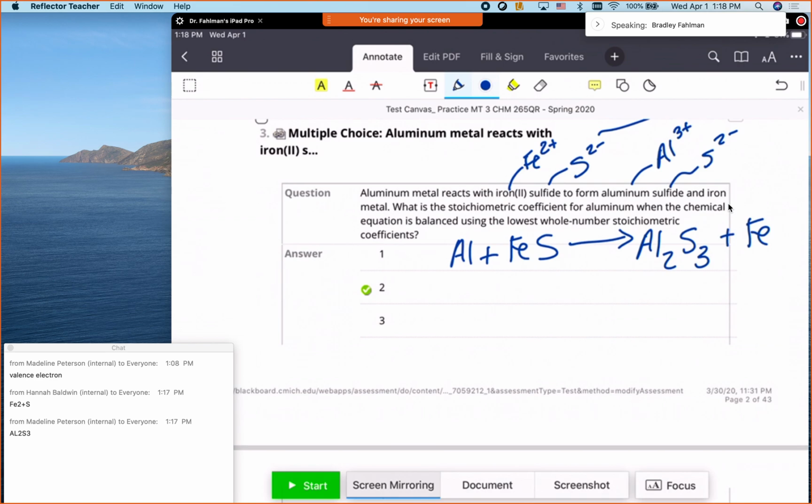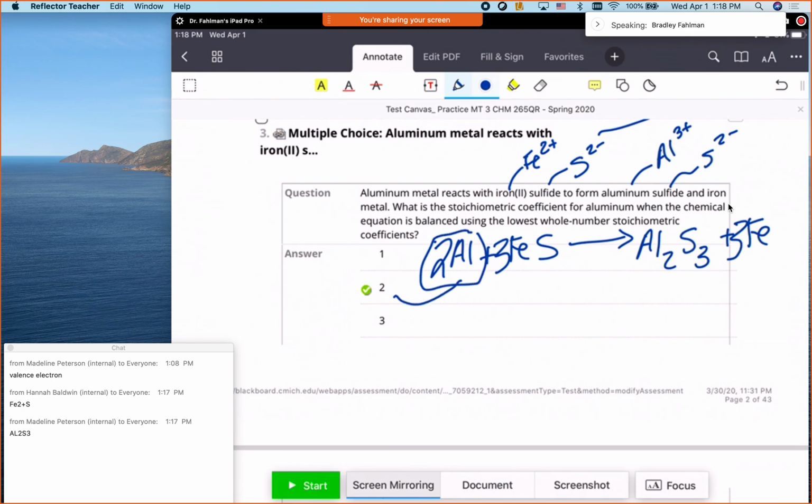Okay, so if you look at Al2 on the right side, you need a 2 there. And then, it's not asking about the irons, but you then could look at the sulfur. So you're going to need a 3 there and a 3 there. Okay, so that would be the full balanced equation, but it's just asking aluminum, so that's 2.